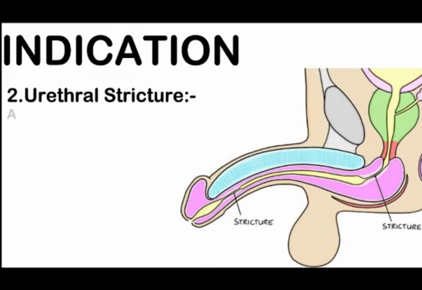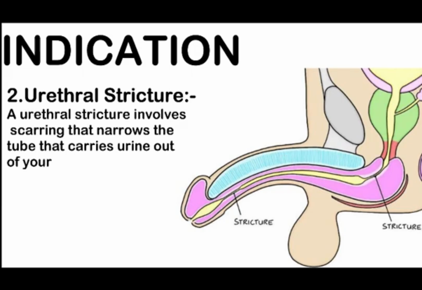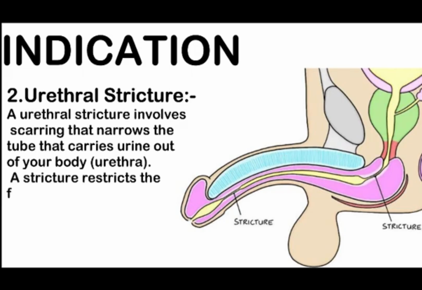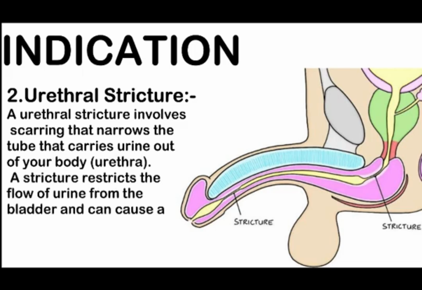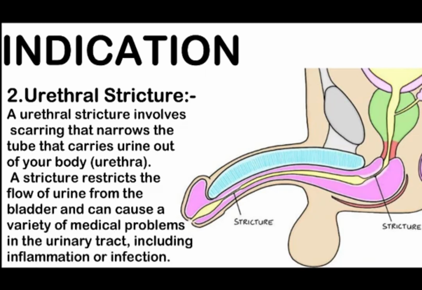Second is urethral stricture. A urethral stricture involves scarring that narrows the tube that carries urine out of your body, the urethra. A stricture restricts the flow of urine from the bladder and can cause a variety of medical problems in the urinary tract, including inflammation or infection.